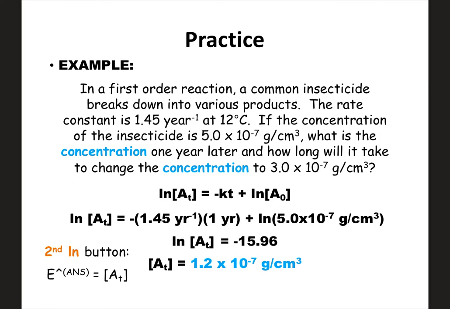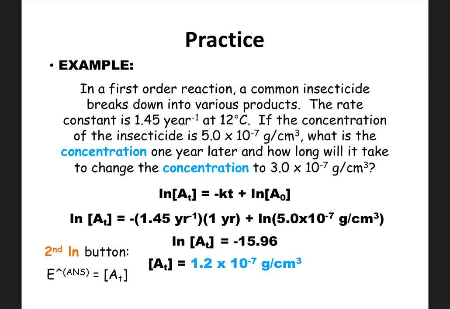All right, so if you solve this part of the equation here, I would do the natural log of the 5.0 times 10 to the -7, hit equals, add that to your -1.45 times 1, and you would get to this point. Make sure you can actually do the math on your calculator to get to this point. So now you have the natural log of the concentration at a particular time equal to -15.96. Your calculator might have given you a longer number. You can use, and probably should use, the entire number here.